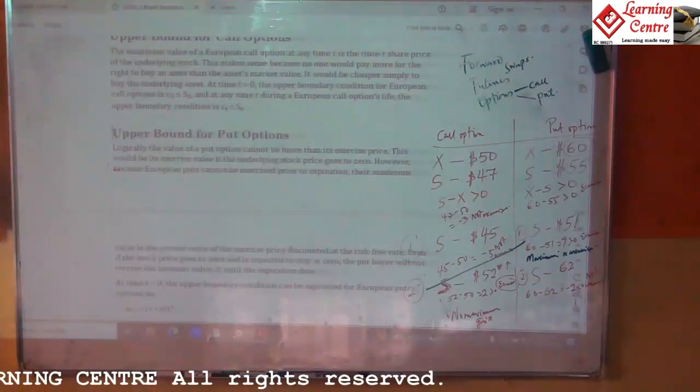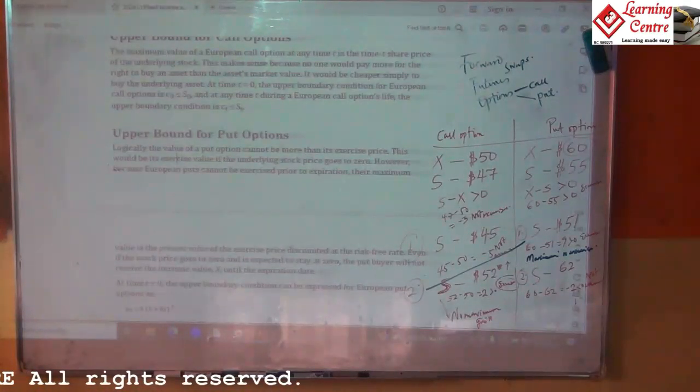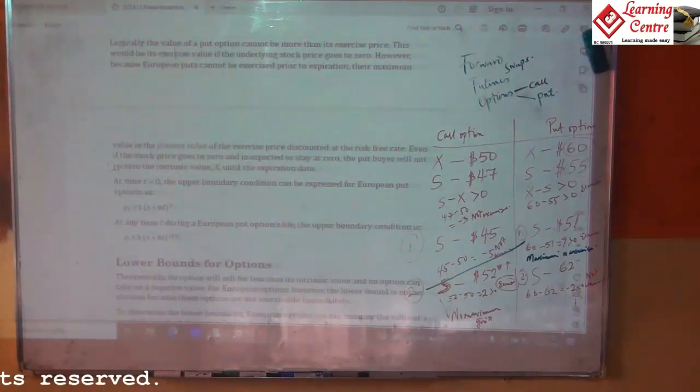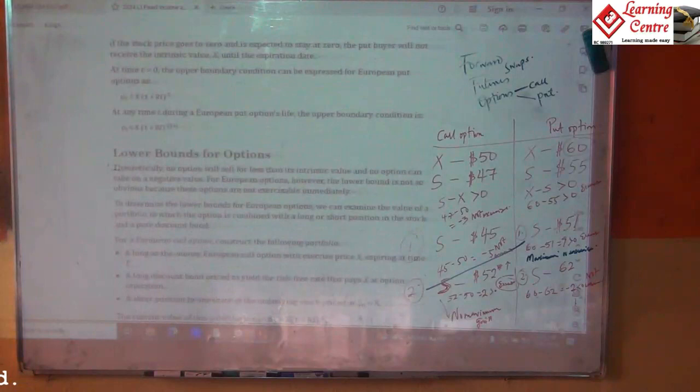Now, the upper bound for a put option. So this is the one we're talking about, the one I've just explained. So at the end of the day, still don't worry about the formulas, but that's what you need to know.